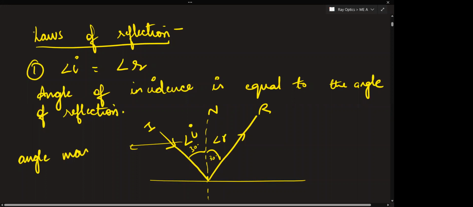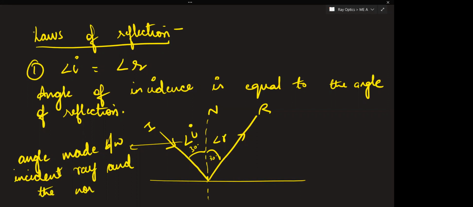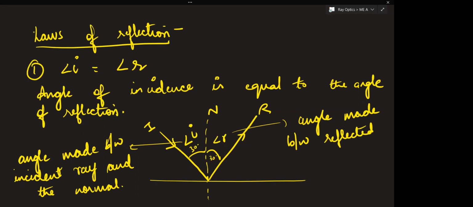So angle of incidence is the angle made between the incident ray and the normal. And this is the angle between the reflected ray and the normal.